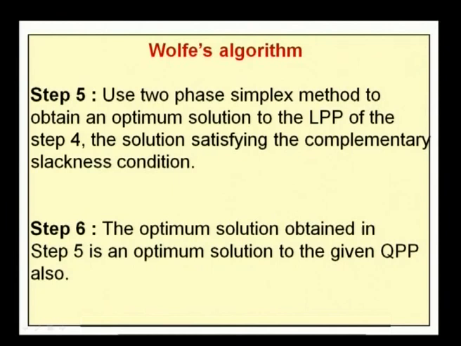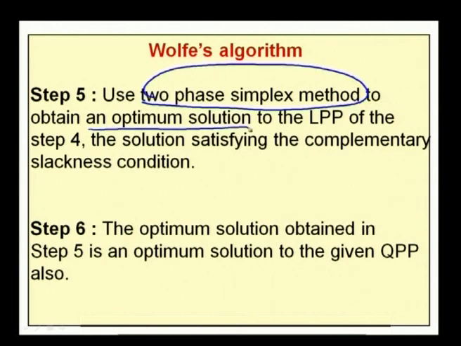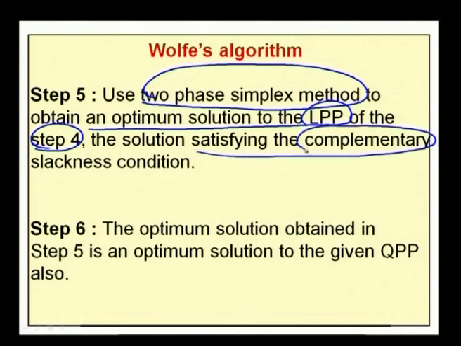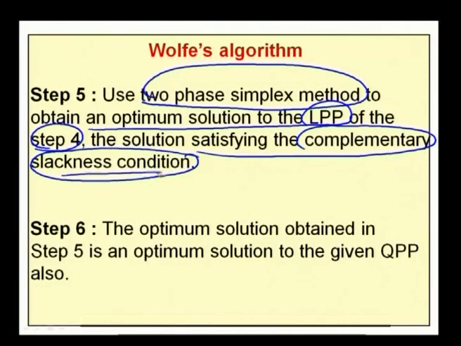The fifth step is to use the two-phase simplex method and obtain the optimum solution to the LPP obtained in step 4. So, for the LPP obtained in step 4, by applying the two-phase simplex method, we will try to get the optimum solution, and the solution should satisfy the complementary slackness conditions. So, step 5 of Wolfe's method is, by applying the two-phase method, we try to obtain the optimum solution of the given LPP, which should satisfy the complementary slackness condition.